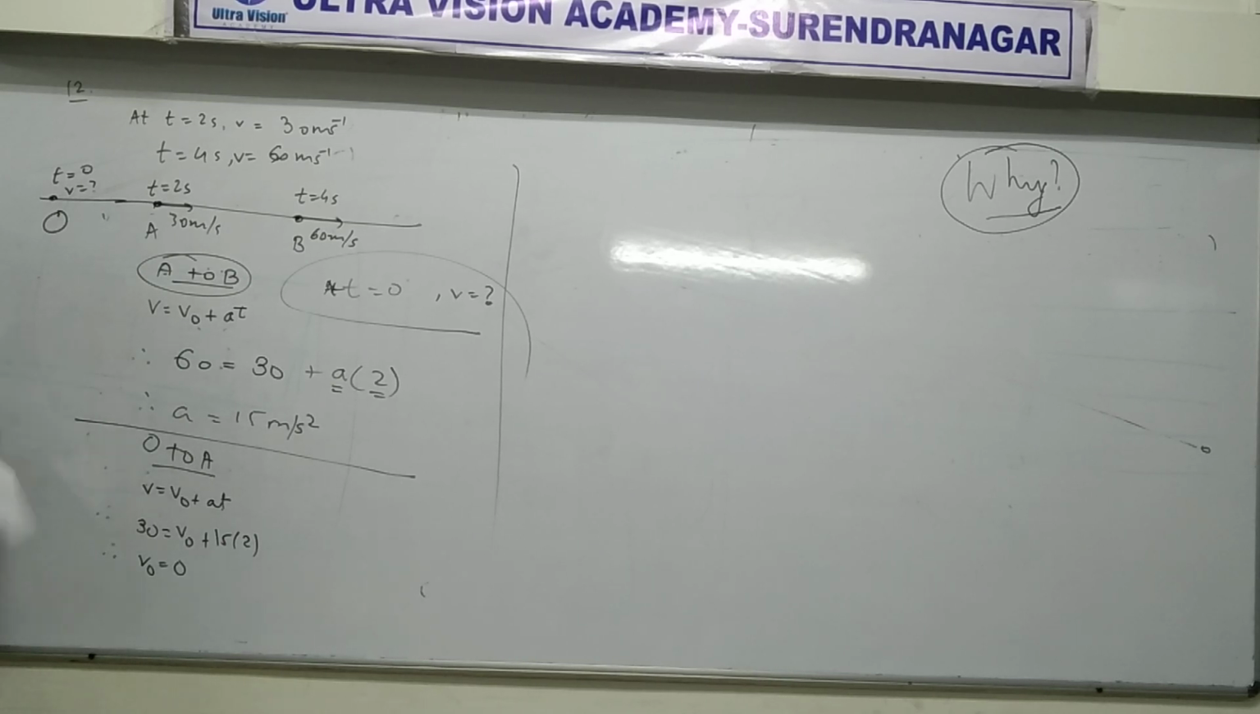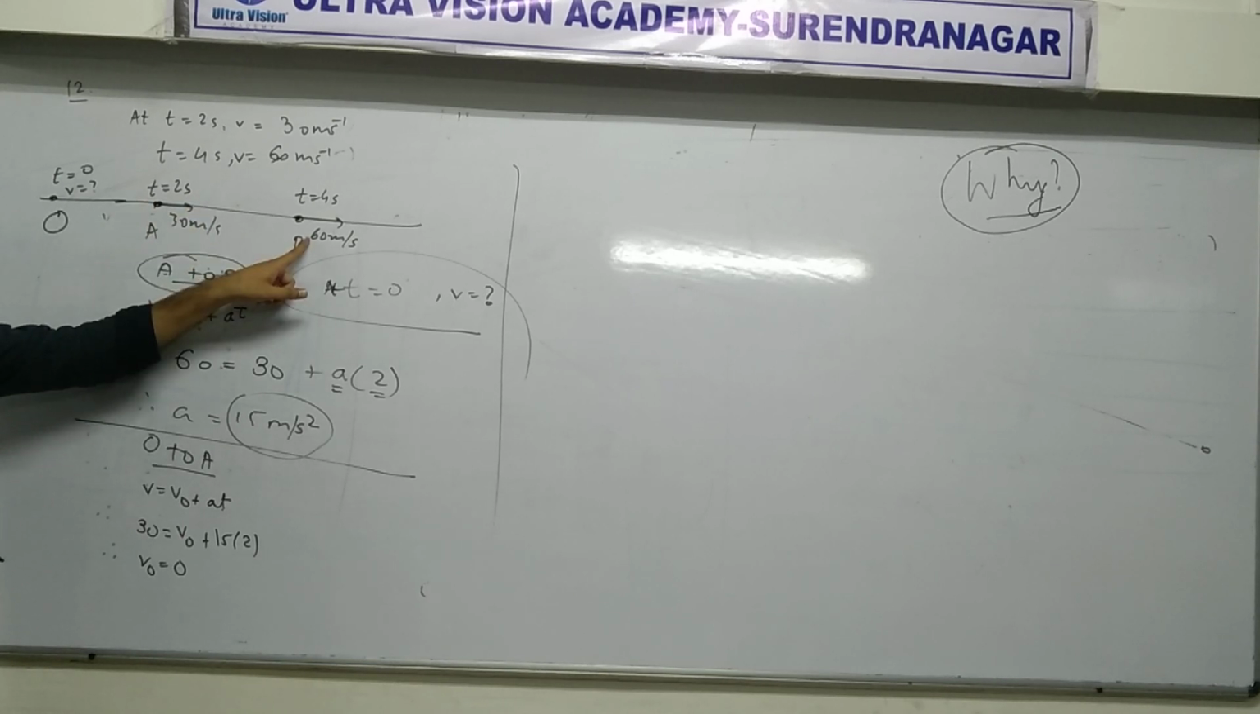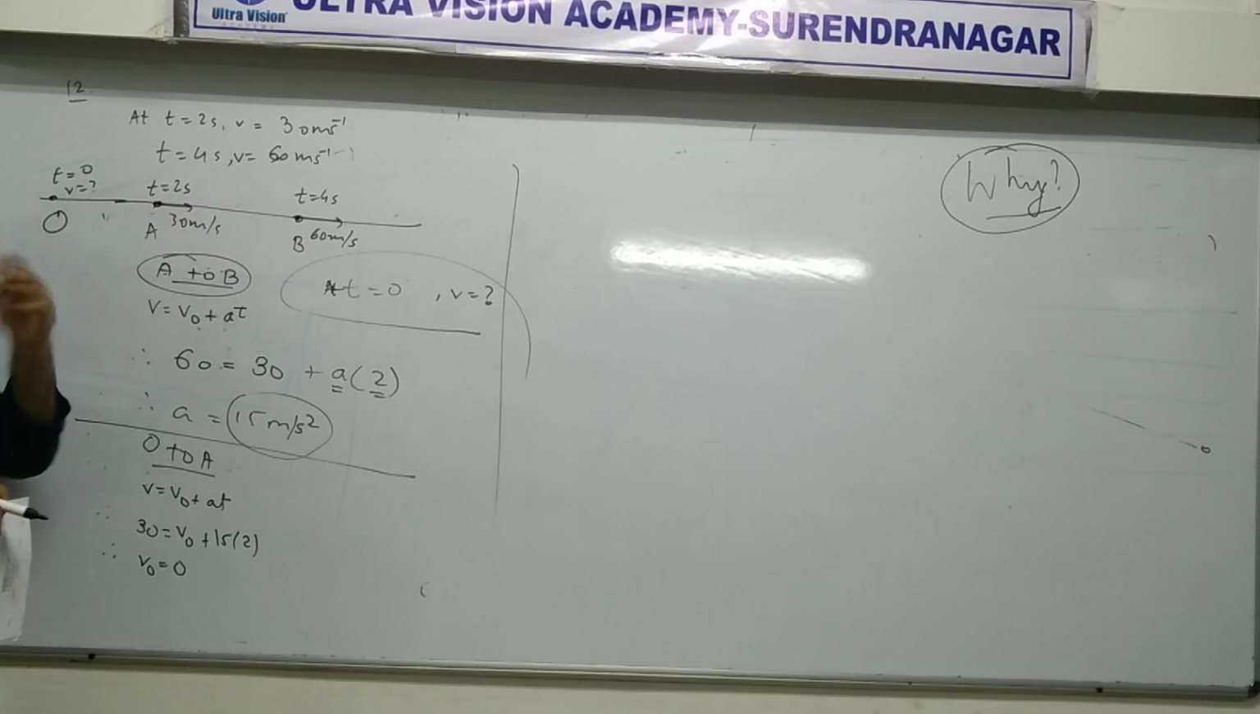So this you will only understand if you understand the true meaning of acceleration. Acceleration means in 1 second, how much velocity changes. So here we are getting 15. What that means is in 1 second, velocity is changing by 15. So plus 15, plus 15. Like that, minus 15, minus 15, and you get 0. Understood?